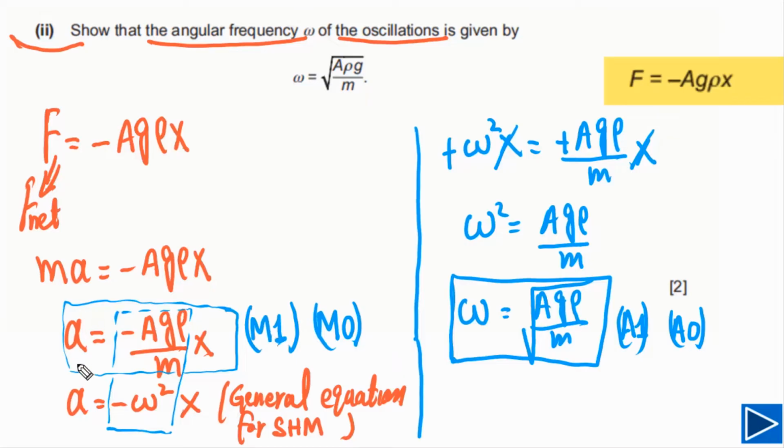So you have to write down this expression first, and then you need to get omega. M is must. But if you got M mark, and this answer is wrong, for example, then you will get M1 here and you will get A0 here. But if you got 0 mark here, you will also get 0 mark here, even if this is right. So you have to be very clear with this expression. You have to write down first this one, then you have to write down this.